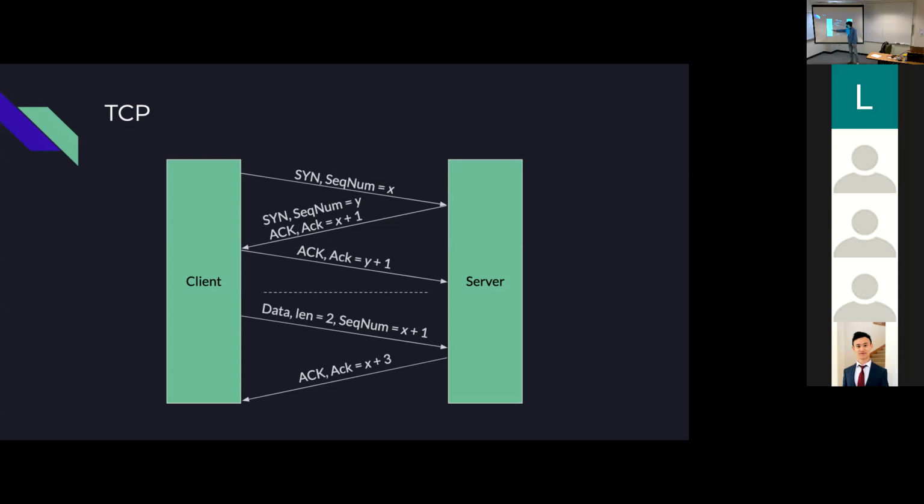So let's say the client is going to send 2 bytes to the server. Here's some data. The sequence number is X plus 1, because I already used X. And then the server knows that X plus 1 and X plus 2 are these 2 bytes here. So I'm going to ACK the next one, which is X plus 3. That's the handshake protocol at a high level. Any questions from anyone?